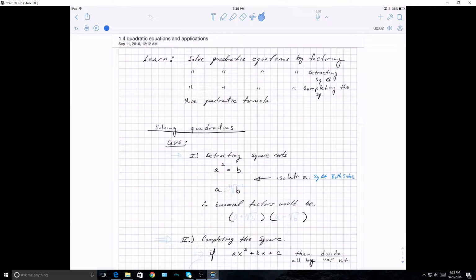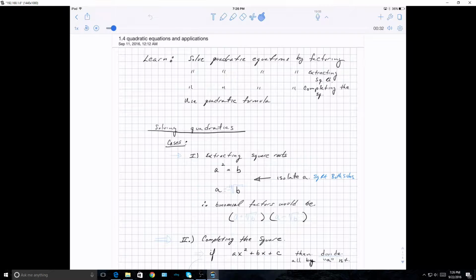Alright, now we're going to talk about 1.4 quadratic equations and applications, mainly focusing on the nature of how to solve quadratic equations, and we'll spend more time doing applications in class. So we're going to learn how to solve quadratic equations by factoring, extracting square roots, completing the square, and the use of the quadratic formula.